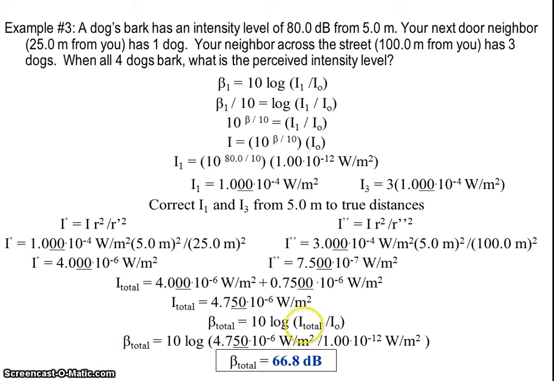So you notice that 4 dogs are actually significantly less intense than one dog that's 5 meters away. Again, because it varies with the distance, so those dogs are fairly far away. They're not going to be extremely loud in comparison to the one dog that's pretty close to you.